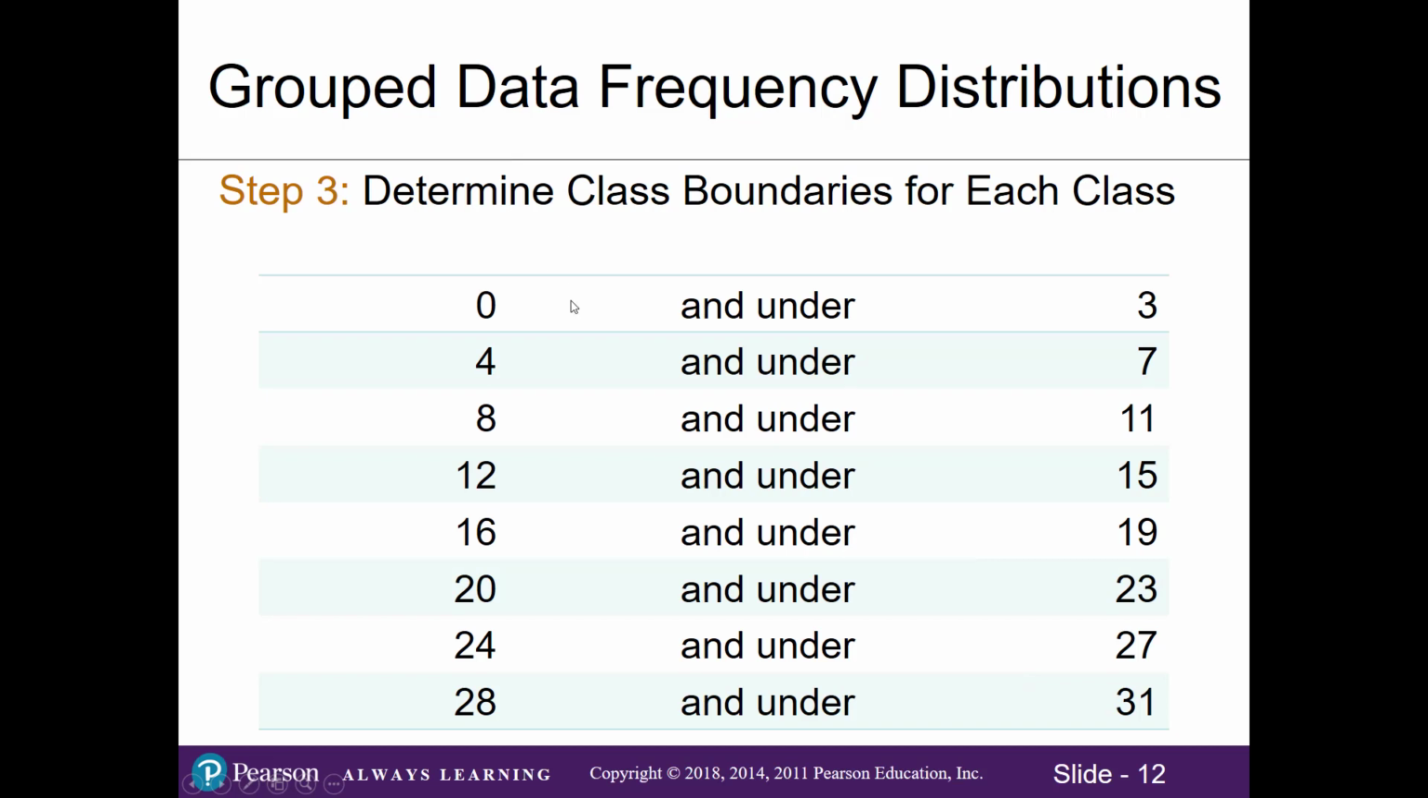So in step 3, we'll create our boundaries for each class. The first class will be between 0 and 3, and if we count 0, 1, 2, 3, that's 4 right there. That's a width of 4 numbers. Our next class is between 4 and 7, 8 and 11, and so on. So as you can see, we're not missing any numbers and we're not overlapping any numbers. On the left, we have the lower end of our classes, and on the right side, we have the upper end of our classes, and they should be even.